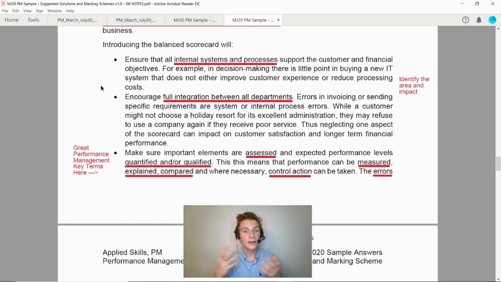While a customer may not choose a holiday resort for its excellent administration, yes, I don't go on holiday to admire their systems, they may refuse to use the company again. So this is referrals and actual word of mouth if they receive poor service as a result. So if you have hassle and you have aggro and you just don't feel at ease, then why would you go again? What's the point? Thus, neglecting one aspect of the scorecard can impact on customer satisfaction and longer-term financial performance. So actually, they've talked about there what would be the impact on those other 2 objectives.